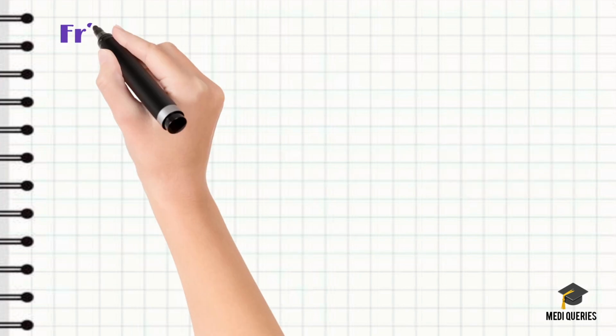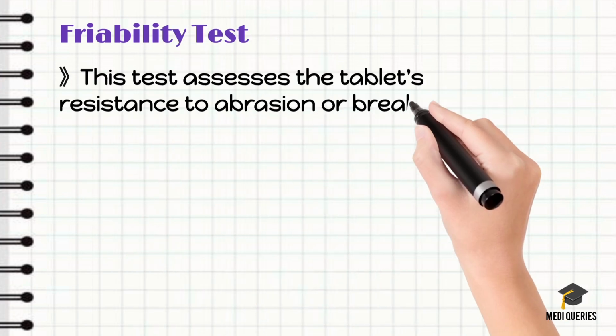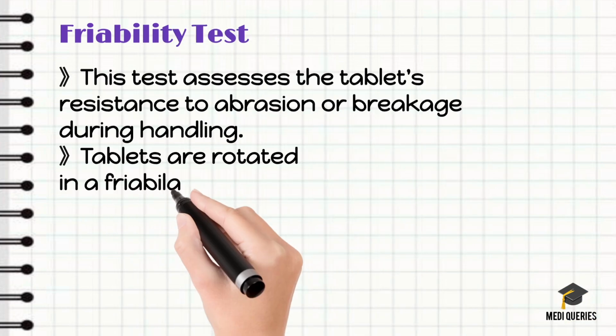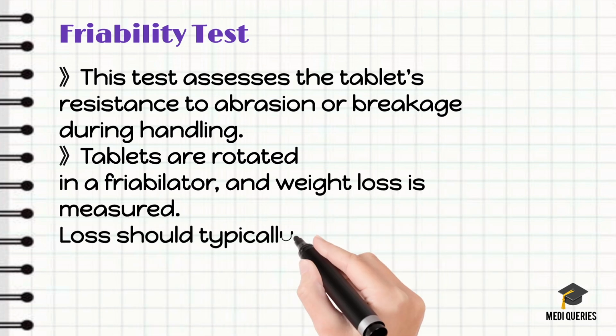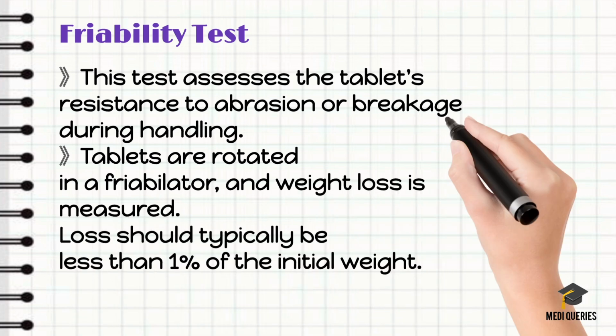And the next test is the friability test. This friability test mainly checks how easily a tablet can chip, break or crumble during handling, packing and transportation. It mainly helps to ensure the mechanical strength of the tablet. To measure the physical strength of the tablets and ensure they won't lose mass or shape during handling, we have to conduct this test.